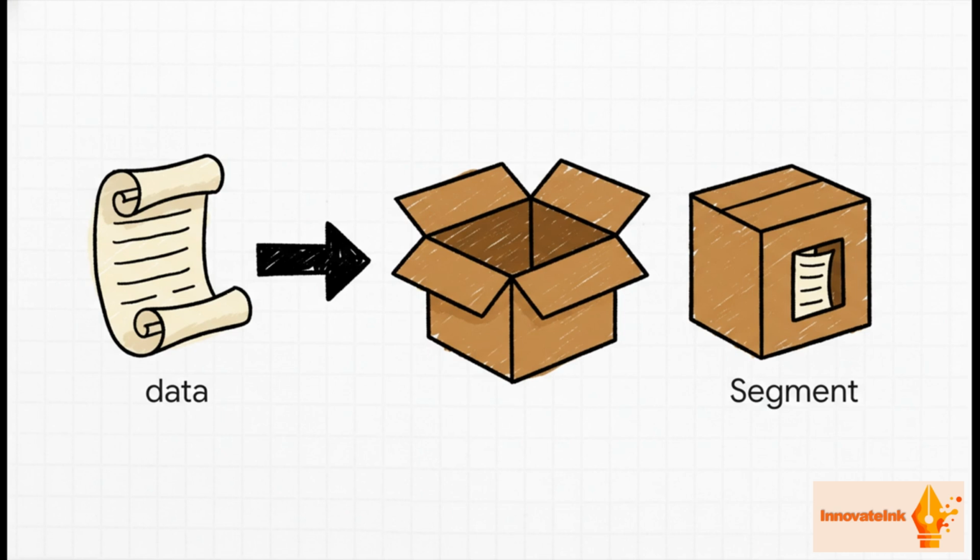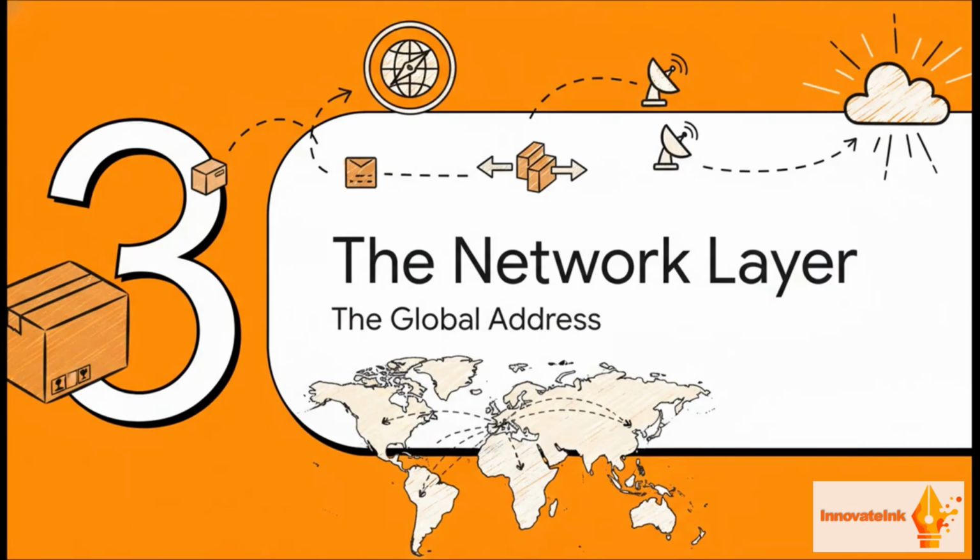And this process of adding a header, of wrapping the data, that's called encapsulation. You're going to hear that word again. We have a securely packed box, but where in the world is it supposed to go? That's the all-important job of the next layer down, the network layer, or, as you'll often hear, the internet layer.